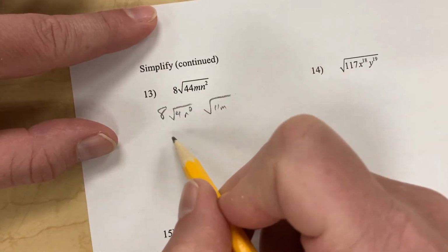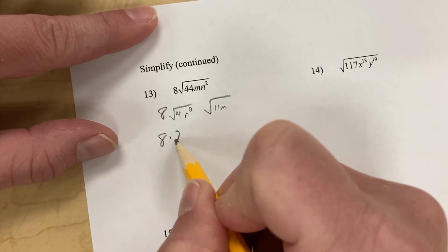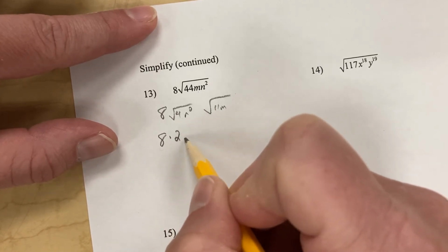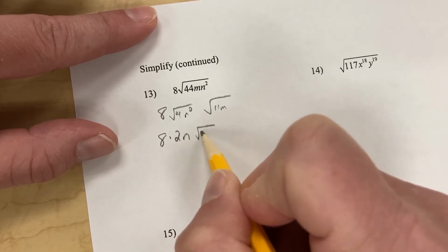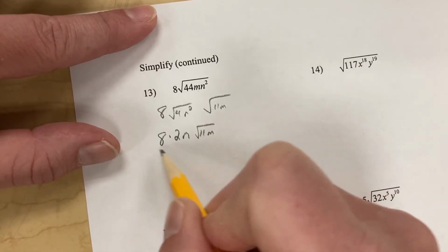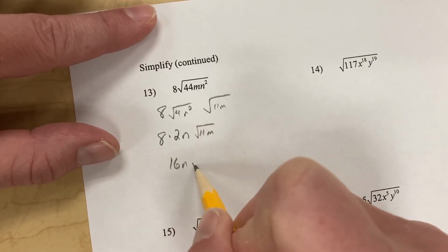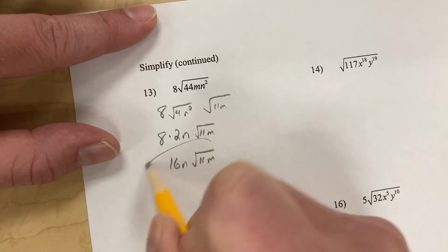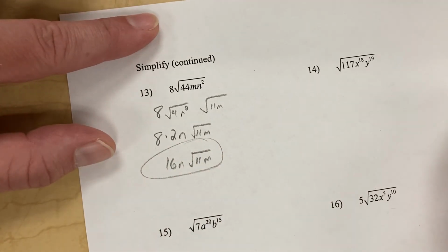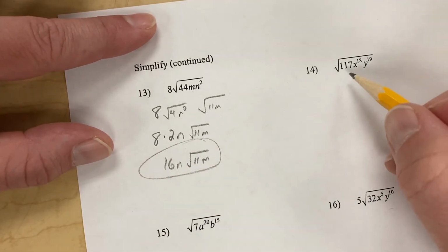I can take the square root of that. So this is going to give me 8 times square root of 4, which is 2, times square root of n squared, which is n, times square root of 11m. And then if I multiply that, I get 16n times square root of 11m. That's my answer.